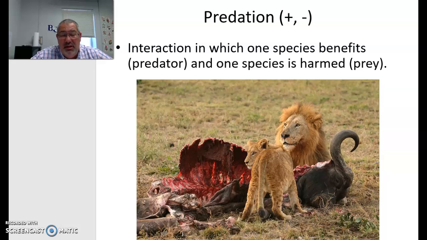Prey populations can be influenced in a positive manner by removing diseased individuals, removing weak and even old individuals from the population of the prey. So there's different ways to think of predation than just benefiting the predator at the expense of the prey. The predator-prey association on the screen is 2 lions consuming a Cape buffalo. And certainly that is positive for the predator and negative for the prey.